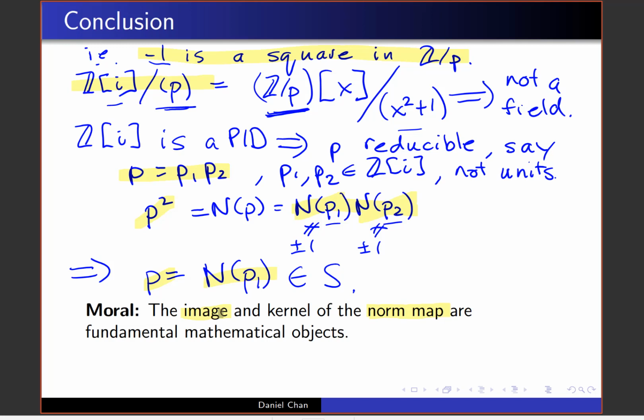The other thing that we saw is that when the norm is plus or minus 1, you get units inside rings of integers. In particular, when you look at the norm equals 1, that's just the kernel of the norm map. Remember, the norm map is multiplicative, and if you look at the non-zero elements inside a field, then it's basically a group homomorphism on the multiplicative group of non-zero elements. So here you're looking at the kernel. The image and the kernel of the norm map are fundamental mathematical objects. So I hope you enjoyed this adventure in pure mathematics.